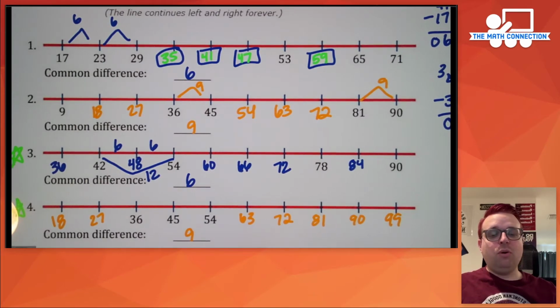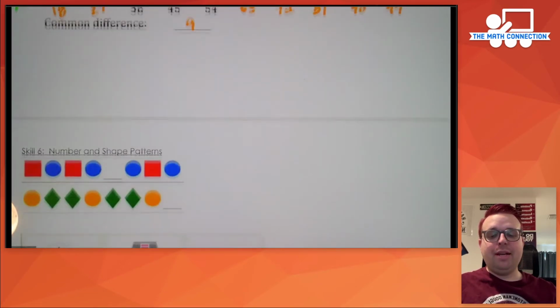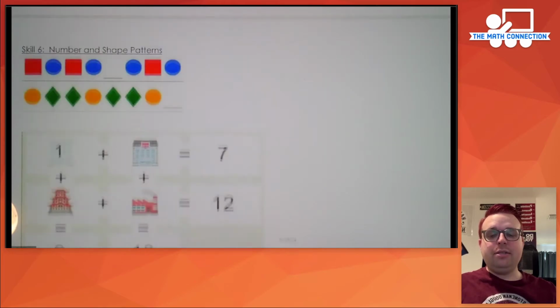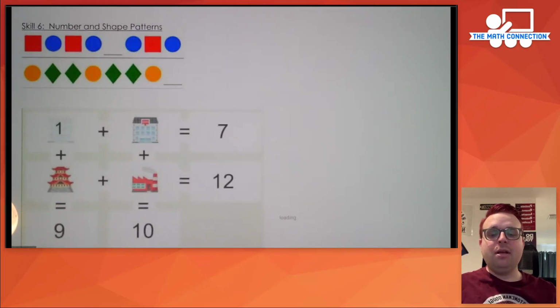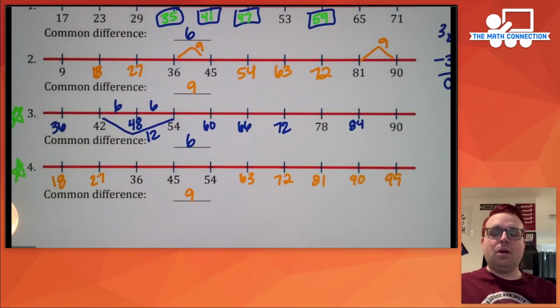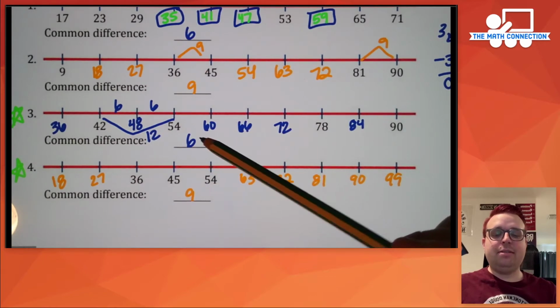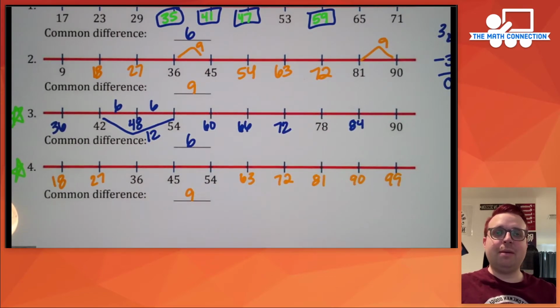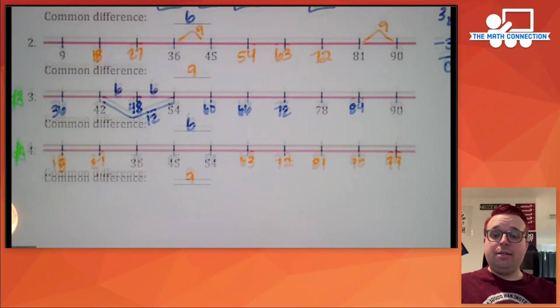Okay, so we're going to roll down here to the next section, which is about number and shape patterns. Okay, so these are the answers you should have gotten for 3 and 4. The number 3, the common difference here was 6, so they were going by 6s every time, skip counting by 6. And the second one, the common difference was 9, we're skip counting by 9 each time. Okay, so let's roll down.